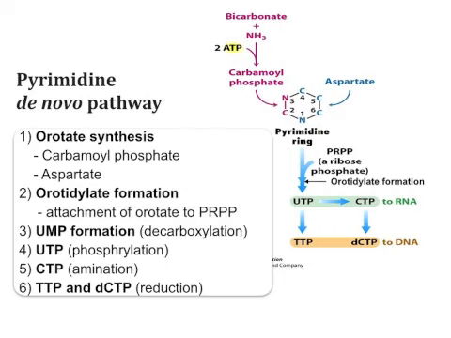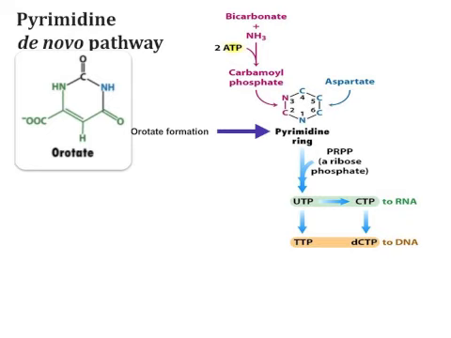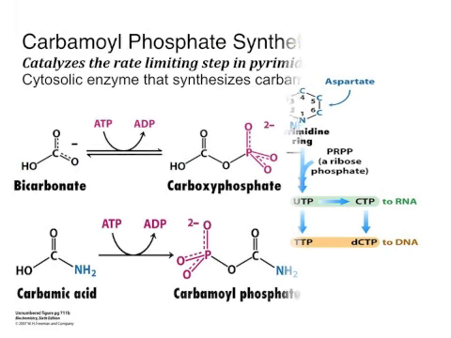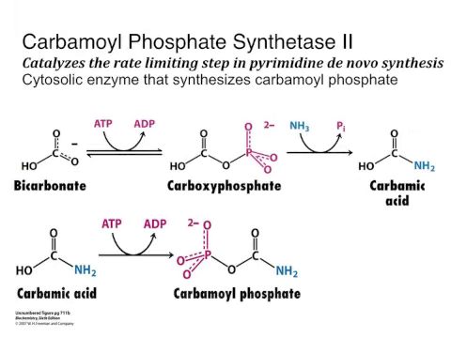We're going to start with the orotate synthesis. So the first thing that we're going to do is make orotate, and it looks like this. The green portions come from aspartate, and the blue and black portions come from carbamoyl phosphate. Now that's a name that should seem familiar to you. This is the synthesis of carbamoyl phosphate.